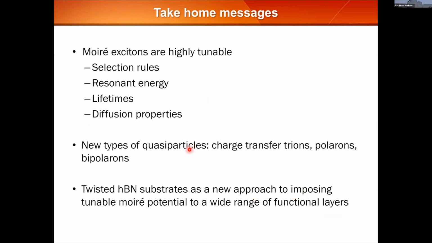Our early studies focused on twisted TMD layers, where we see a complex selection rule, resonant energy, lifetime, and diffusion, all changing simultaneously with the twist angle. And when the lifetime gets long, it likely makes these semiconductors inefficient light emitters. So we were searching for different ways to confine the carriers and the excitons, and that is how we came across the twisted hBN.